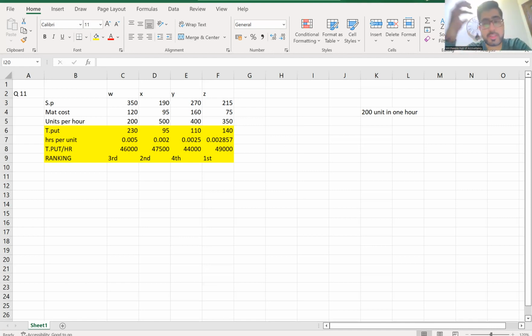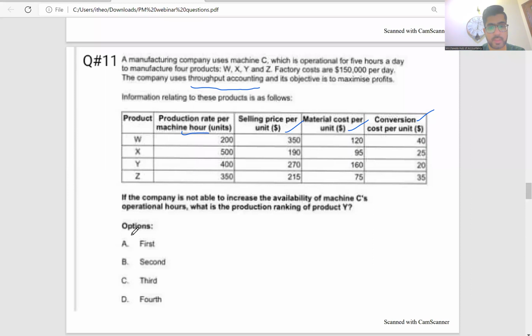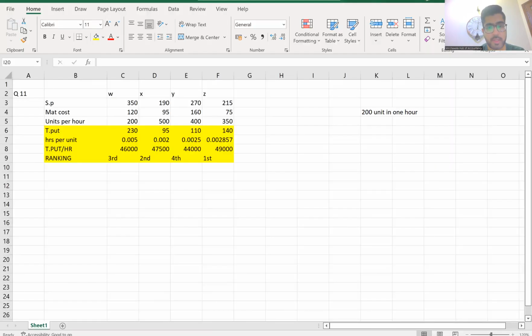Okay, so it's a general, very easy question of ranking. You just took selling price, deducted material cost to get throughput, divided by the hours. Hours were not given, same as Ride Limited in my lectures. And you get 1 hour is 200 units, so 1 unit is 1 over 200. You get throughput per hour for ranking. Okay, so first is Z. That's why the answer of this question: what is the production ranking of Y? So I can see Y's ranking is 4th.